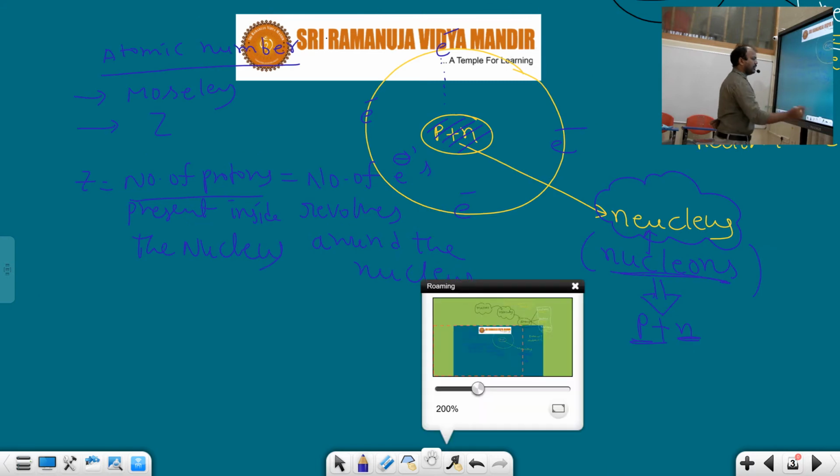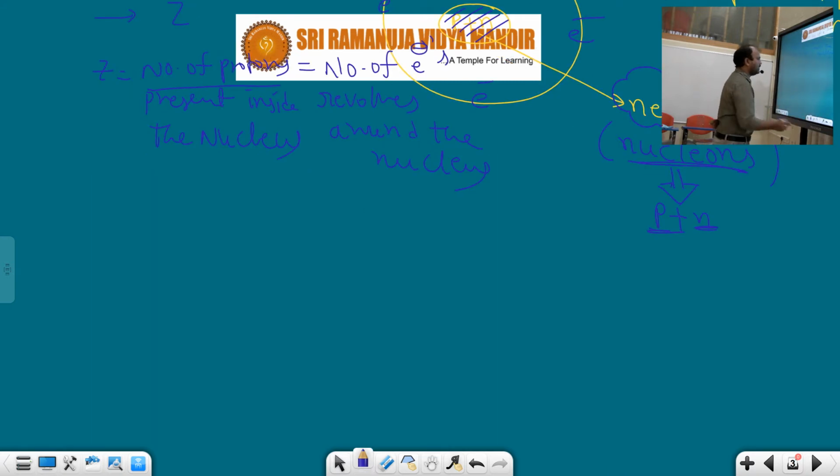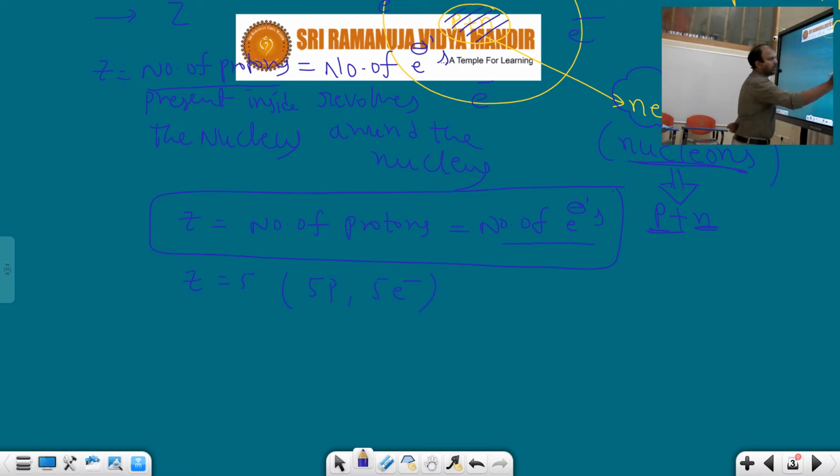Simply, how can we write that? Atomic number is nothing but the number of protons, which are positively charged particles, equal to the number of electrons. This is the atomic number. Suppose atomic number is 5: 5 protons, 5 electrons. Proton number equals electron number. For atomic number 10, how can we write it? 10 protons, 10 electrons. Suppose atomic number 20: the same number of protons and the same number of electrons are present in it.